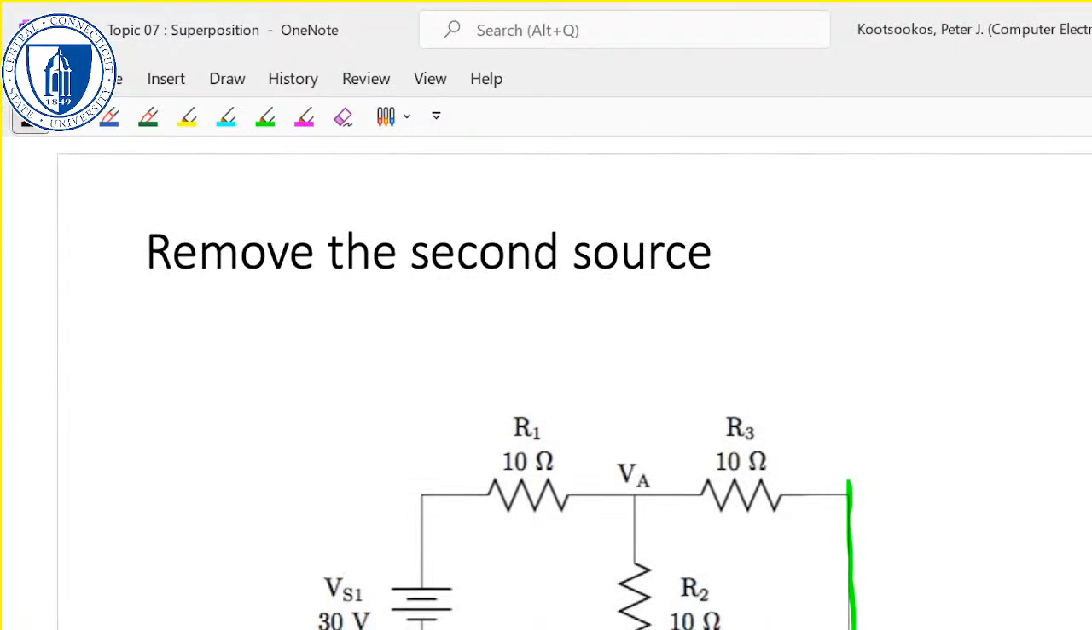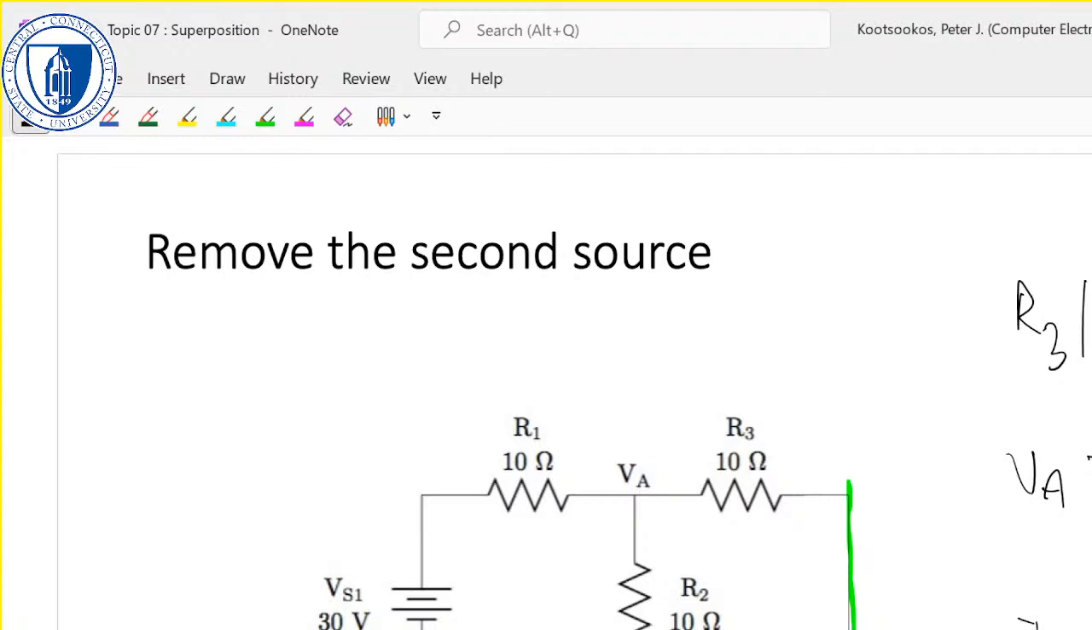Removing the second source, R3 in parallel with R2 is 5 ohms. They're both 10 ohms, so 1 on 10 plus 1 on 10 gives 5 ohms. And that makes VA equal to 5 on 5 plus 10 times 30. So this time it's 10 volts.